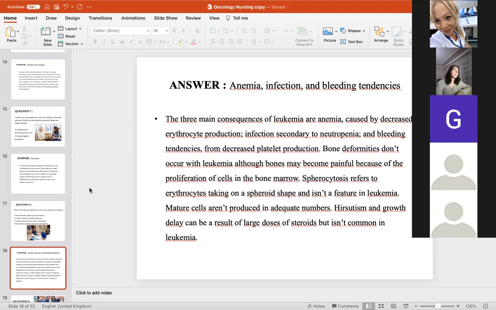Spherocytosis refers to erythrocytes taking a spheroid shape and isn't a feature in leukemia. Mature cells aren't produced in adequate numbers. Hirsutism and growth delay can be a result of large doses of steroids, but aren't common in leukemia.